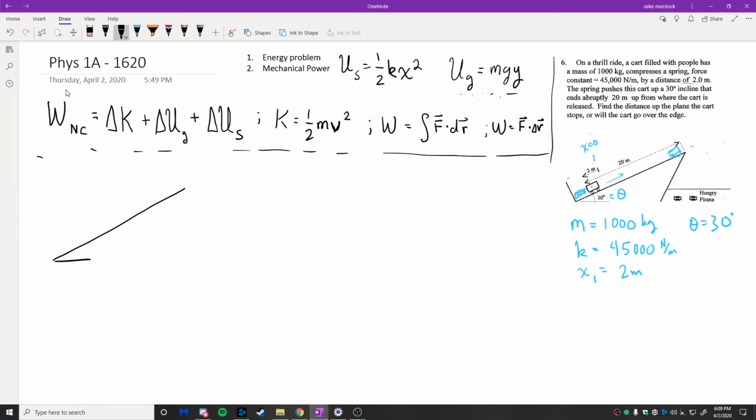So here's our ramp. I'm going to draw the initial position here with our spring kind of wound up. Here's our equilibrium position for the spring. That's what we call x equal to 0 for the spring. And we've got our cart sitting right here, resting right against our spring. And we've got people inside here too.